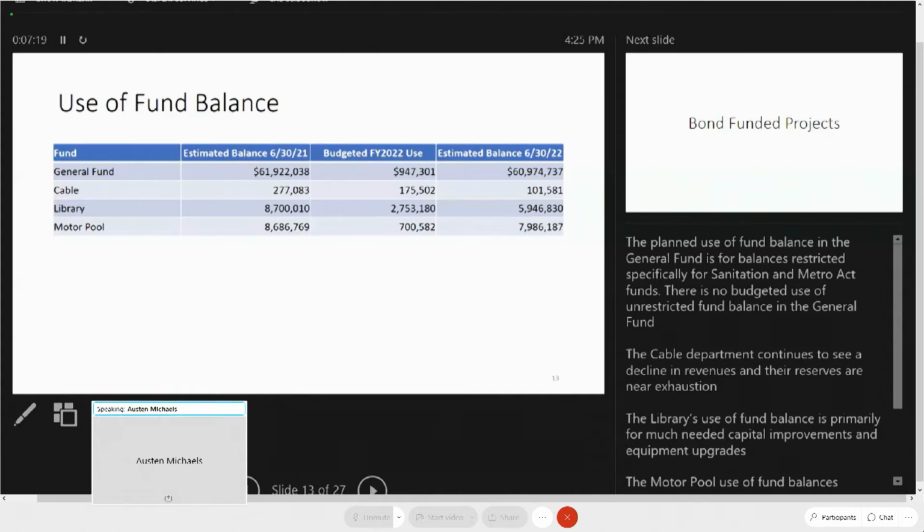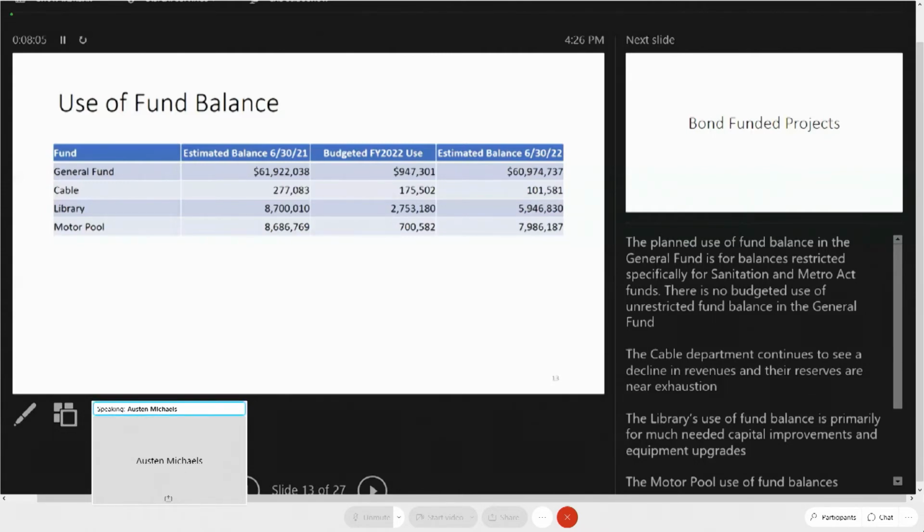Looking at other departments, the cable department continues to see a decline in revenue. They are budgeting a use of $175,000 this year, and their estimated balance at year end will be just over $100,000 left. In our library, the use of fund balance there of 2.7 million is primarily related to significant and much needed capital improvements and equipment upgrades. The use of fund balance in the motor pool fund represents prior year amounts that were accumulated for current and future year equipment maintenance and replacement. This is a good thing. This is why the fund is set up. This is just doing exactly what it should do.